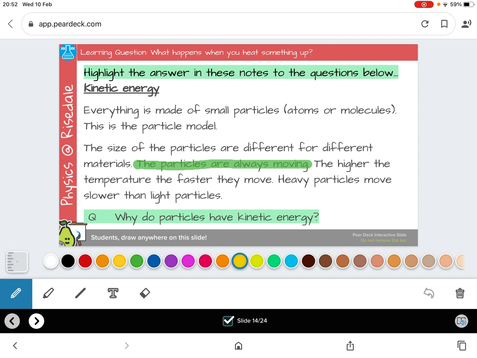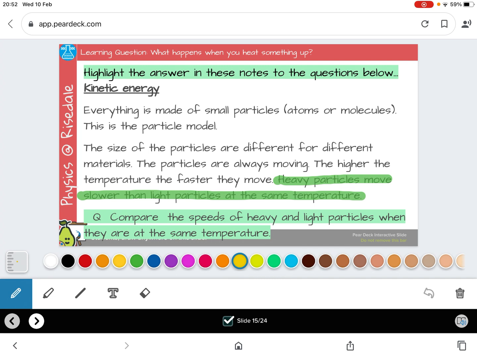I asked you to read this text and highlight the answer for some questions. So why do particles have kinetic energy? Because the particles are always moving. Compare the speeds of heavy and light particles when they're at the same temperature. Heavy particles will move slower than lighter particles.